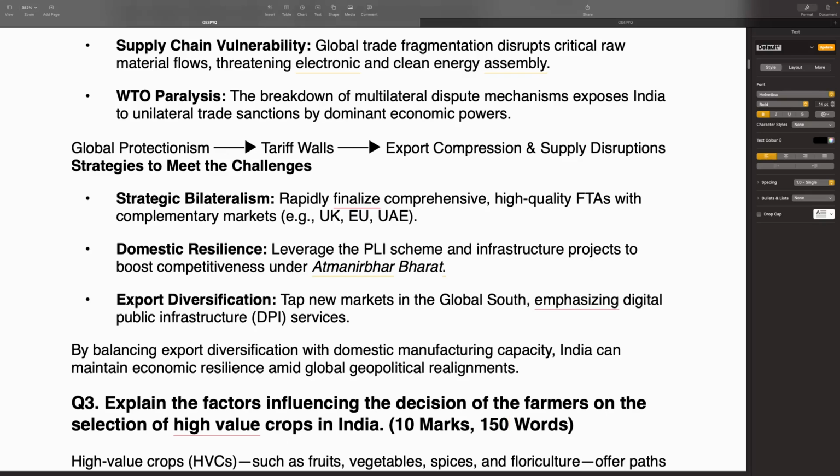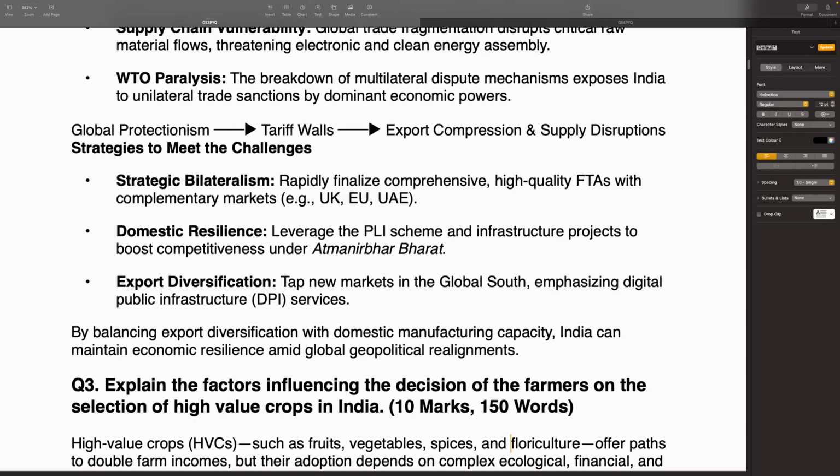Strategic bilateralism: rapidly finalize comprehensive, high-quality FTAs with complementary markets, for example, the UK, the EU, that is European Union, and the UAE. Domestic resilience: leverage the PLI scheme and infrastructure projects to boost competitiveness under Atmanirbhar Bharat. Export diversification: tap new markets in the global south, emphasizing digital public infrastructure services. By balancing export diversification with domestic manufacturing capacity, India can maintain economic resilience amid global geopolitical realignments.